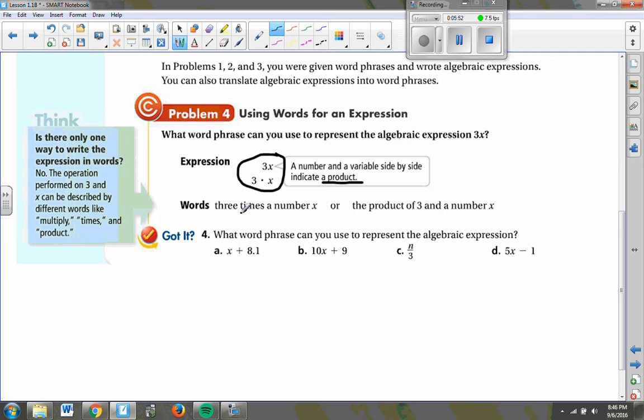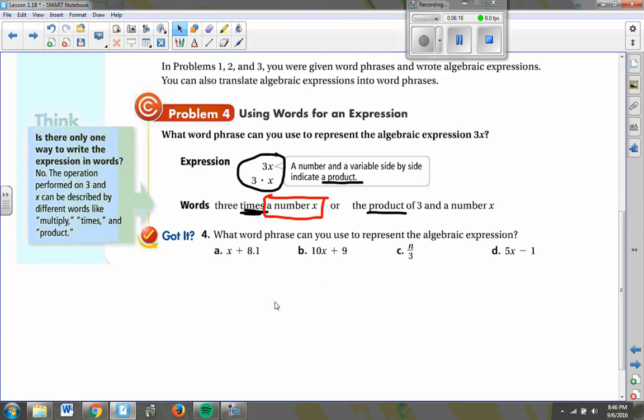So a couple options for us would be either to say 3 times some number x, or the product of 3 and some number x. So times or product are our two options. When we're using a variable, because the variable can mean any number, we want to say it can mean any number. So we say a number x.